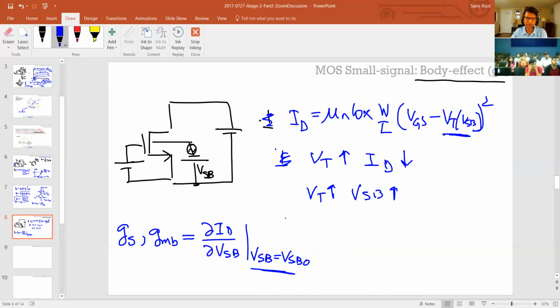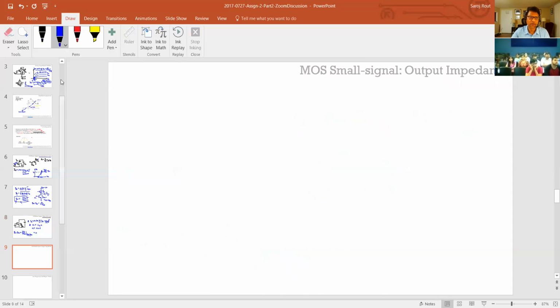And a lot of times, your bulk and source are shorted, so this term is usually 0, but not always, and sometimes it's a very small factor. So when you're doing hand calculation, usually you just neglect this, unless this is a critical factor for you. Okay, so the last low frequency small signal parameter for the MOS is the output impedance.